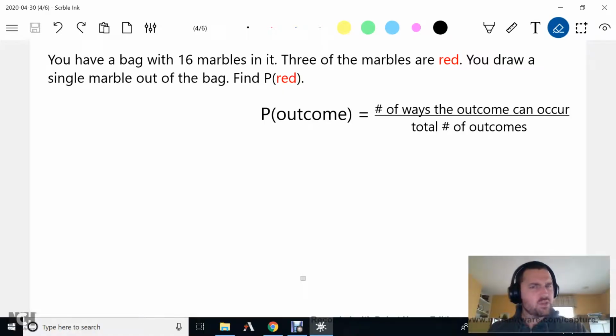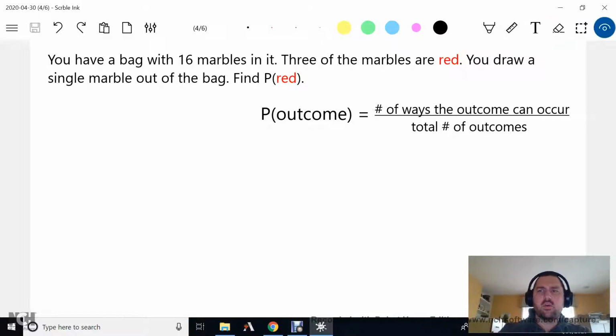This one should be a lot shorter than the last one. Let's just jump right into this question we have here. You have a bag with 16 marbles in it. Hey, this is familiar. Three, oh, this is new. Three of the marbles are red. You draw a single marble out of the bag, find probability of red.